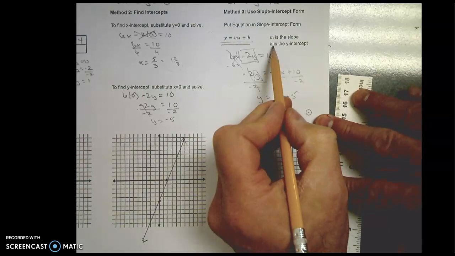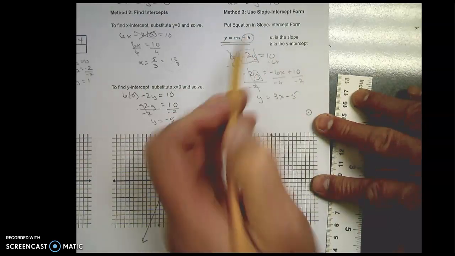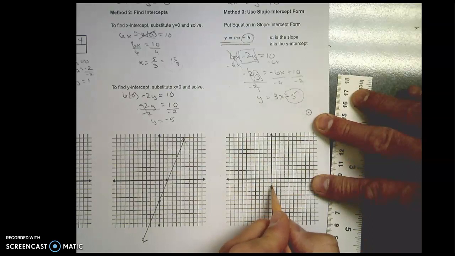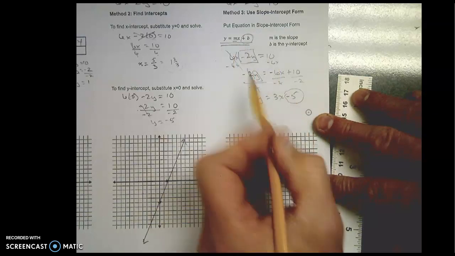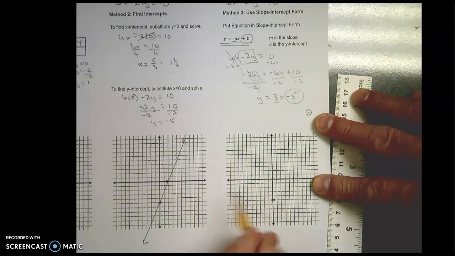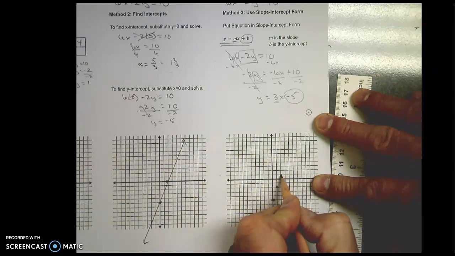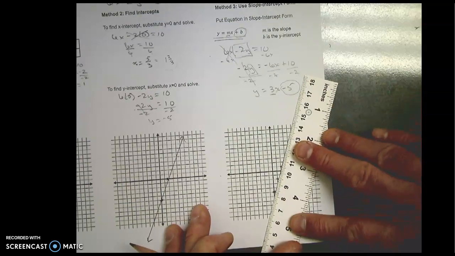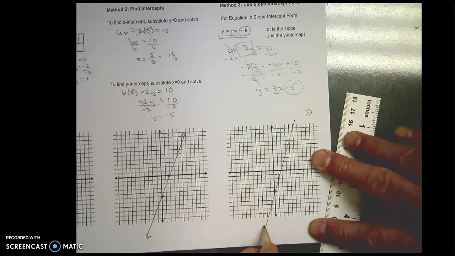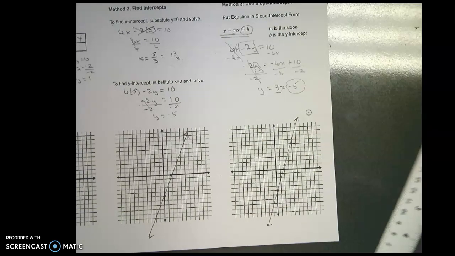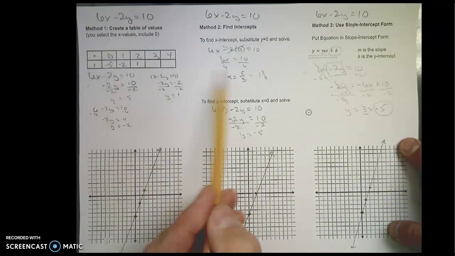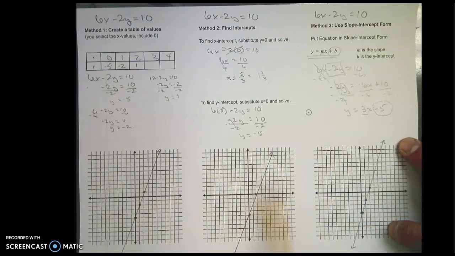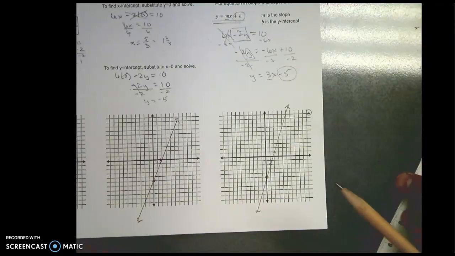So as we know, b is the y-intercept, this number here. So it crosses the y-axis at negative 5. Then we have the slope, our coefficient of x, and that is 3. So we go up 3, 1, 2, 3, and over 1. Look at that. So really you only need to do 2 points. So there are 3 methods to graph this equation, and they all get the same results.